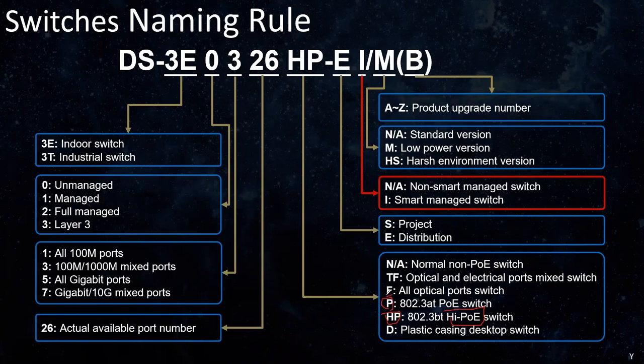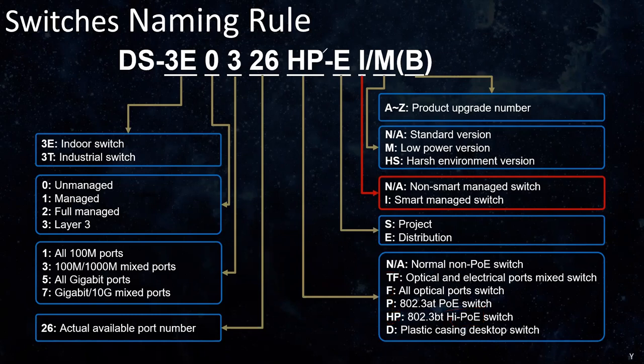And also if we see an F letter, that is a total fiber switch, where all the ports are optical. And if you see TF, it is definitely a mix of optical and electrical ports. And if you don't see any letters here, that's a non-PoE switch. So those are the letters.